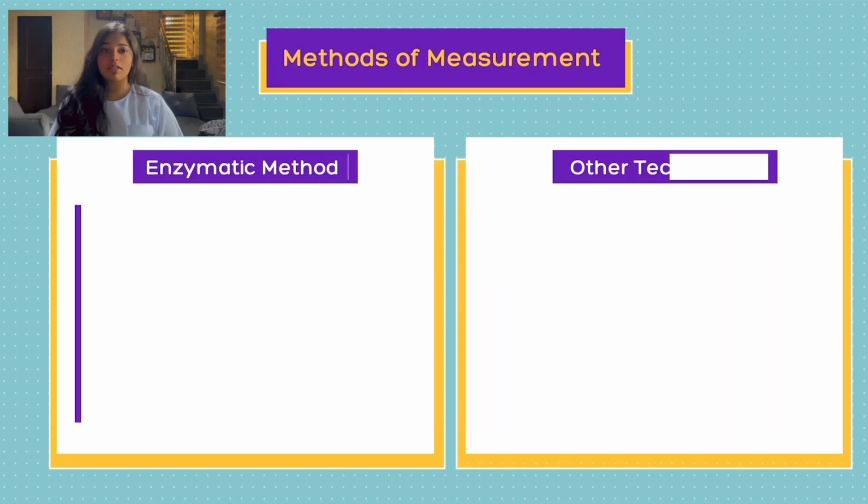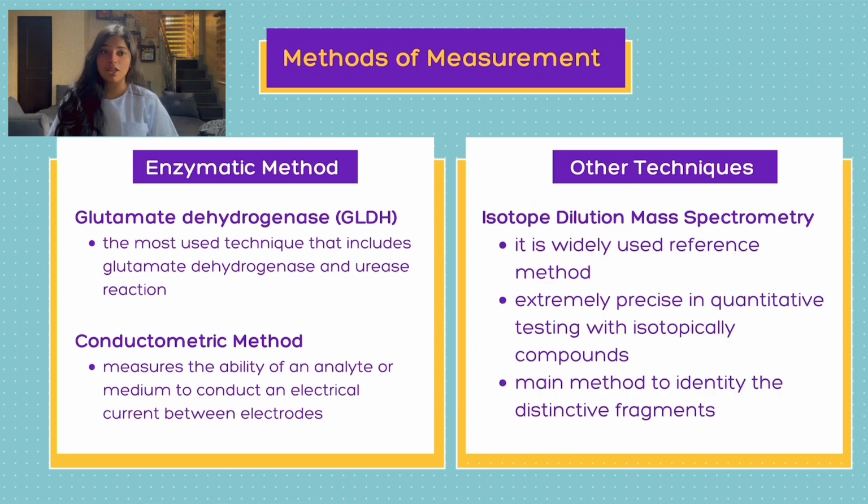So methods of measurement. First, we have the glutamate dehydrogenase or the GLDH enzymatic method, which is the most used technique. It includes the glutamate dehydrogenase and the urease reaction, and it measures the rate at which nicotinamide adenine dinucleotide disappears at 340 nm. It has a high accuracy and precision, wherein the enzyme glutamate dehydrogenase facilitates the process.